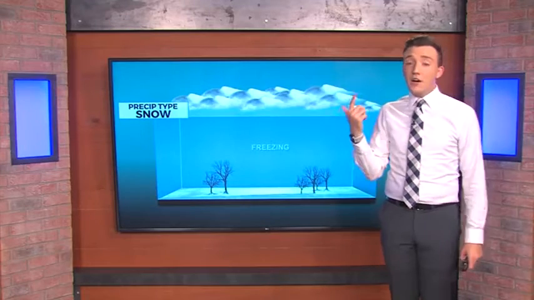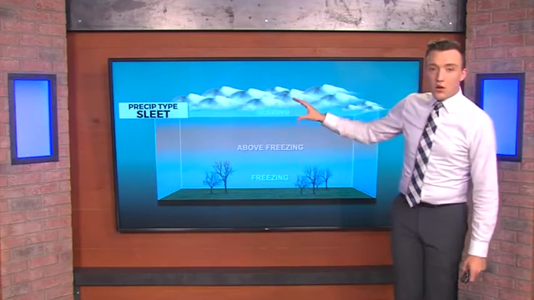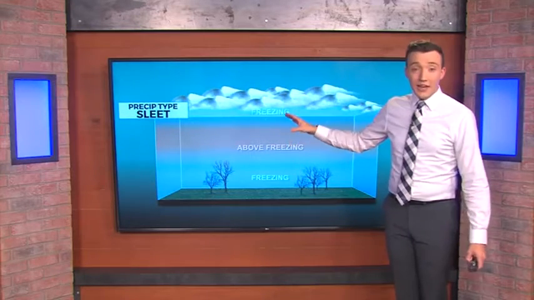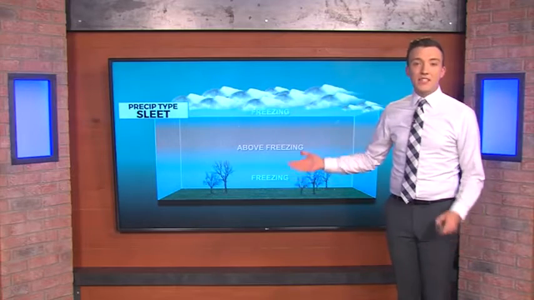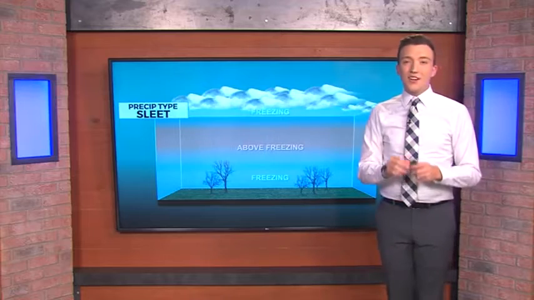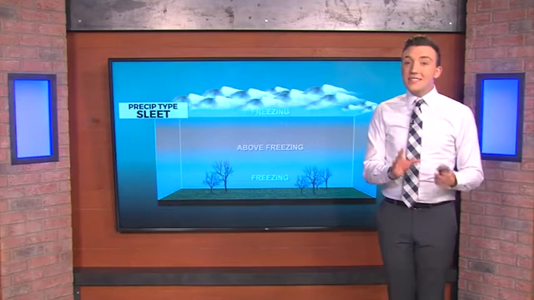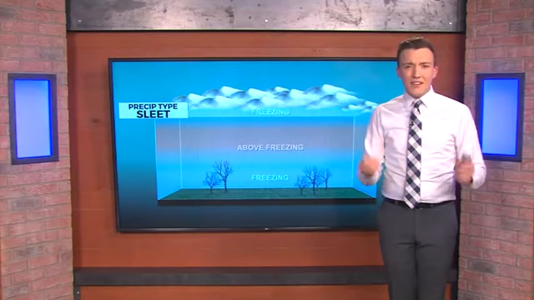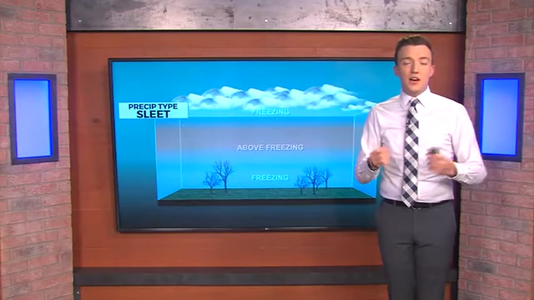Sometimes the air far above us is warm, but closer to the surface it's below freezing. This means that the water will start out as liquid, as rain, but will refreeze once it gets closer to the surface. This results in small ice pellets, or sleet, hitting the ground. Sleet is the type of precipitation that makes a lot of noise as it falls since it's frozen solid.